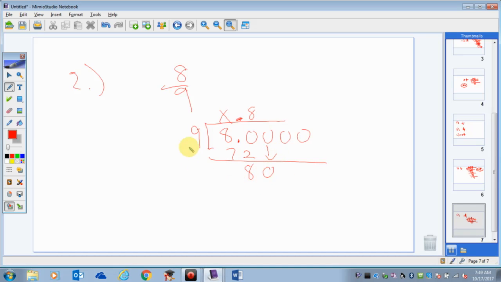Bring down a 0. 9 will go into 80 8 times. 9 times 8 is 72. 80 minus 72 is 8. Bring down a 0. And we can already see that it's going to repeat. It's going to be 0.88888, never ending. So I can put a bar over that 8, scratch out everything to the right, and I have 0.8 with that 8 repeating. That's my answer for example number 2.